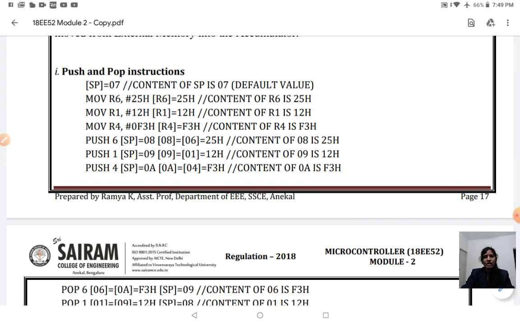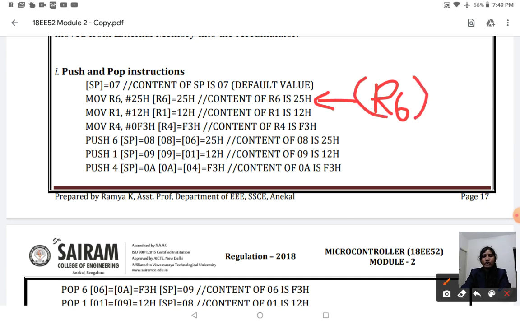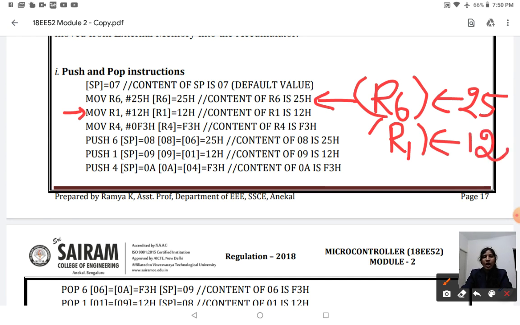Now coming to the next one, MOV R6, #25. Upon execution of this instruction, the content of R6 is going to be 25, that is, 25 is moved as content to R6. After executing the second instruction, MOV R1, #12, the content of R1 is going to be 12. Then MOV R4, #0F3H means F3 is your data, that is moved as content to your R4.